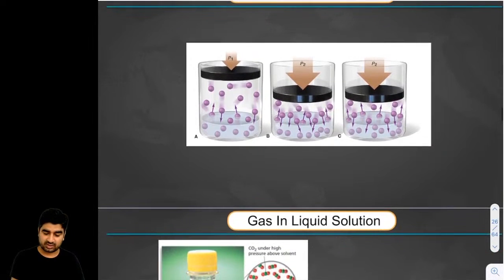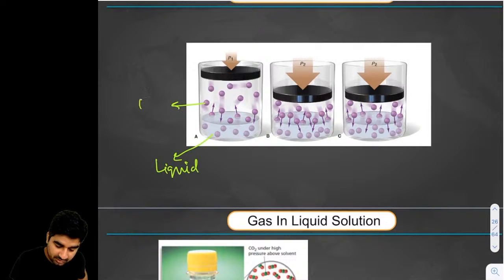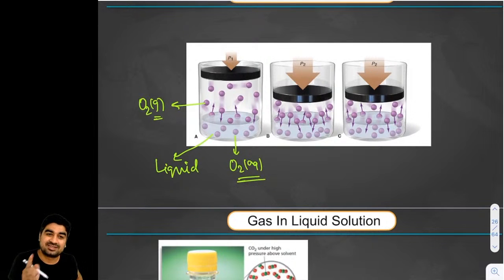Yes, this is how equilibrium can be achieved between, here you can see this is liquid, and suppose I'm taking oxygen gas here. These are the oxygen molecules which are in gaseous state, and these are the oxygen molecules which are in aqueous form. It means they are already dissolved. Okay guys, I think you got it now. So you will be having liquid and O2 gas.